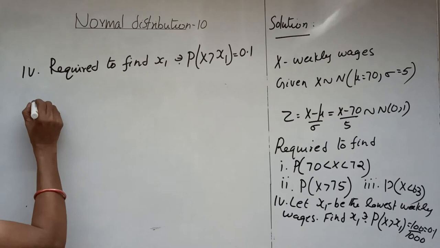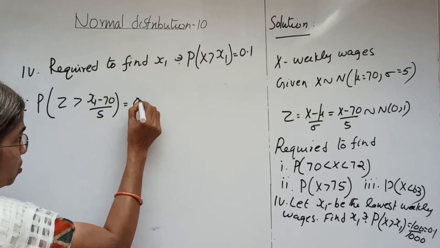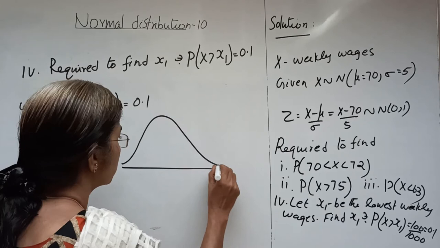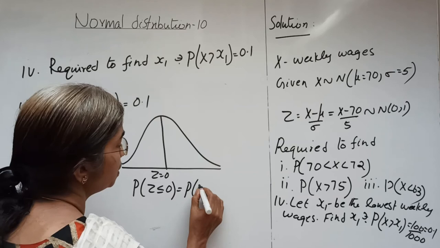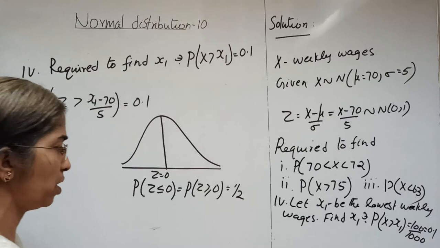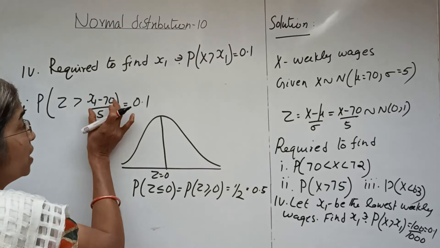So the corresponding standard normal is probability z greater than (x1 minus 70) by 5 equal to 0.1. Again we consider the standard normal curve. As already pointed out, it is symmetric at z equal to 0, so probability z less than or equal to 0 equals probability z greater than or equal to 0 equals 1 by 2, that is 0.5. The area from this point up to infinity is 0.1.